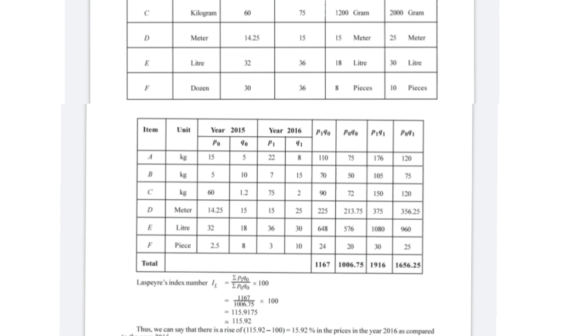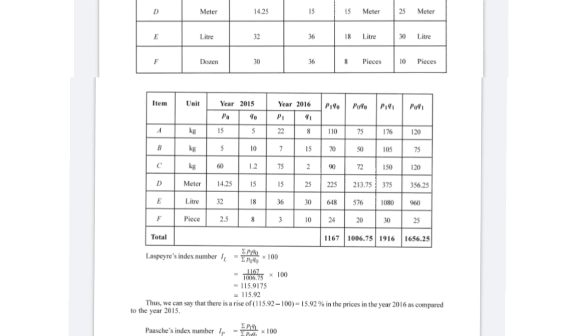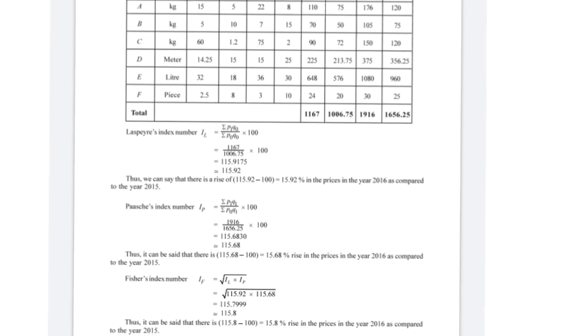After changing the amounts, once again P1Q0 and P0Q1 only you have to solve. Carefully multiply, then find the sums: P1Q0 into 100, P0Q1 into 100, and multiply both the answers and then find the square root, you will get the answer. Yes, one more thing, you have to compulsorily interpret it.